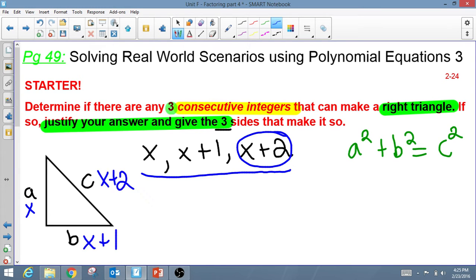When we plug them into the theorem, we get x squared plus x plus 1 squared equals x plus 2 squared. Now remember squaring from yesterday when we have 2 terms. We're doing x plus 1 times x plus 1, which means you need to distribute, not just squaring x and squaring 1. So the x squared will stay.